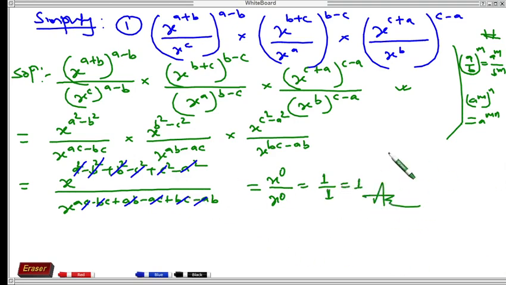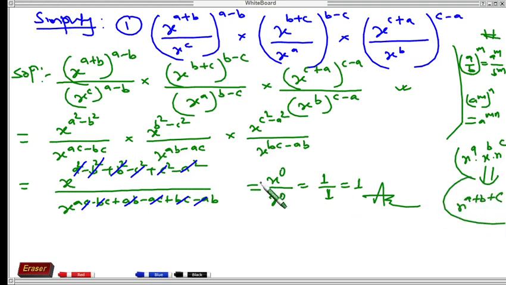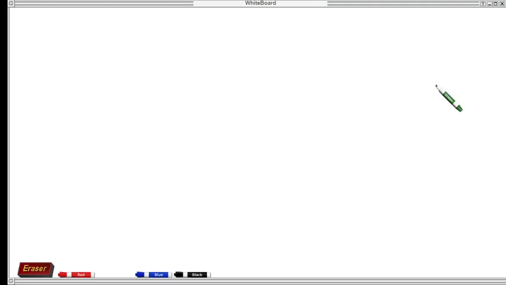So here we have used another law, that is x to the power a times x to the power b times x to the power c is simply written as x to the power a plus b plus c. So this was the question. Next question.